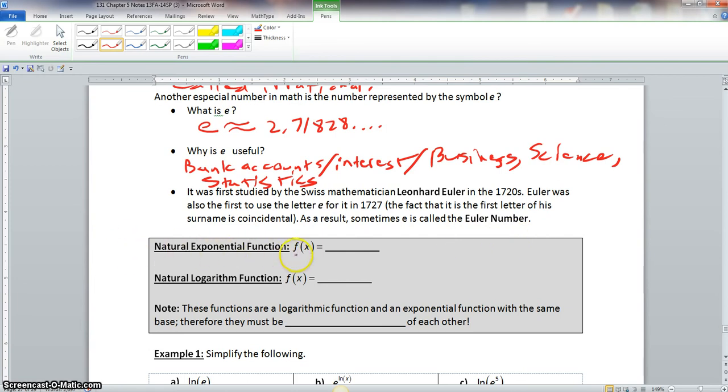Natural exponential function, f of x is equal to e to the x. The logarithm function is natural log, and even though it says ln, that means natural log of x. And remember, this is an L, not a 1. Note, these functions are a logarithmic function and an exponential function with the same base. Therefore, they must be inverses of each other.